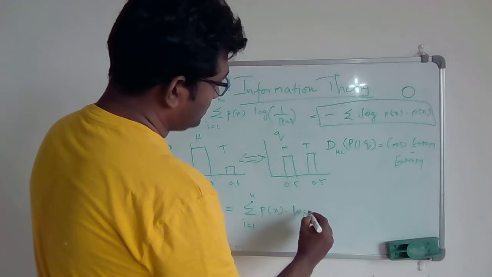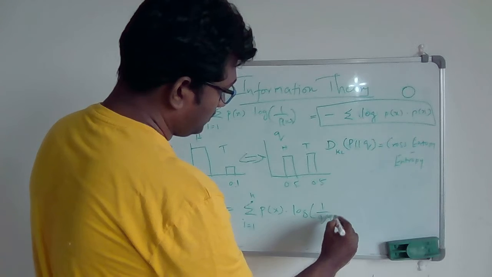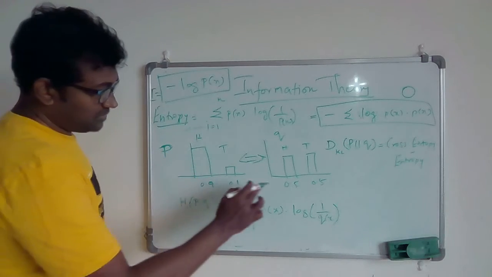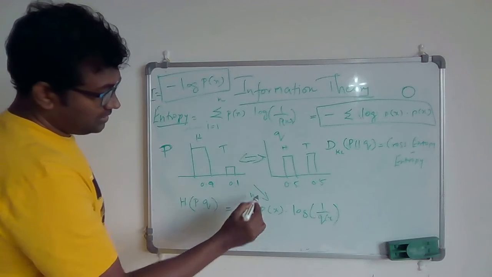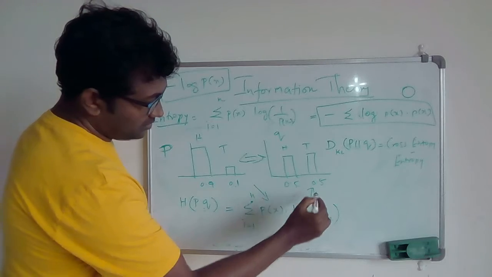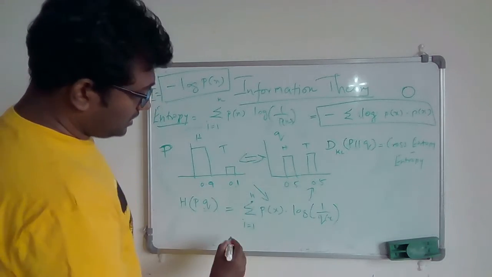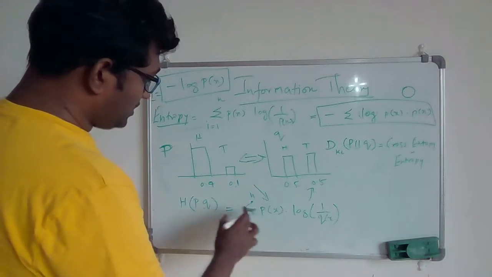Okay. Here, instead of the probability of P, you will use the probability of Q. So it means that you are trying to compare this distribution with this. So we are trying to use P here, that is coming from this distribution, and Q here, that is coming from this distribution. This is what is called cross entropy.